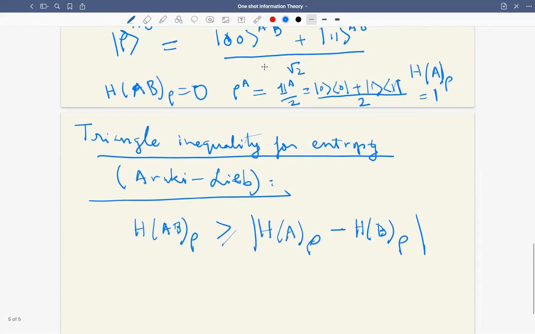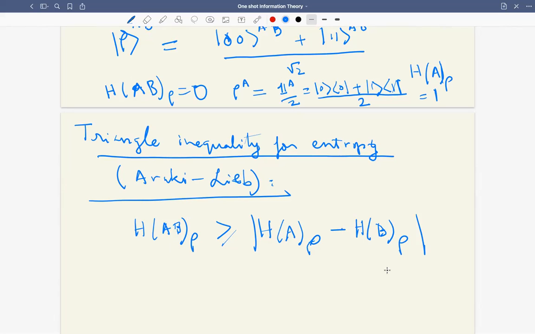So again, the EPR state. Here, the entropy of A is 1, the entropy of B is also 1. The difference is 0, and that's exactly what you get. So, in fact, you take any pure state on the system AB. The entropy of AB will be 0 because rho is pure on AB. So that means that H of A should be equal to H of B.